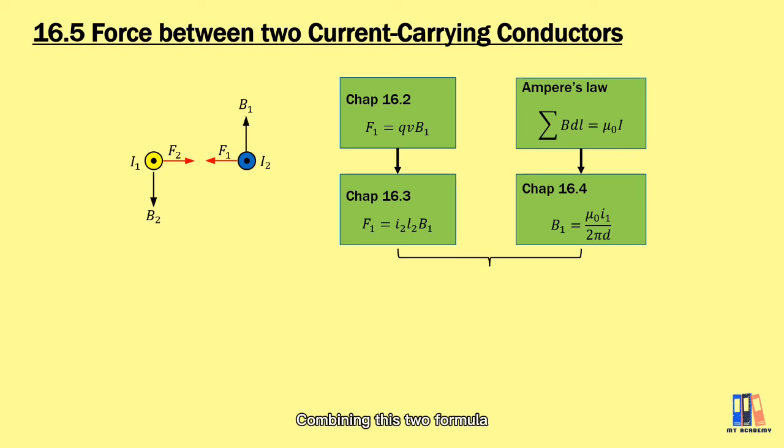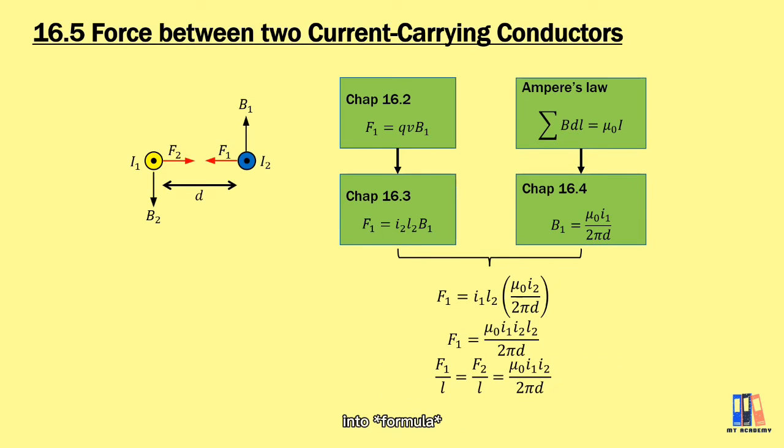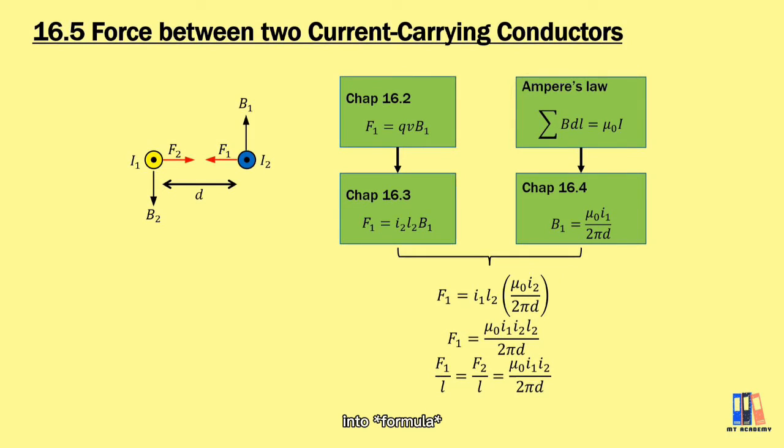So combining these two formulas, we can derive the force between two current carrying conductors. In the end, we will obtain that the force is equal to mu naught I1 I2 multiplied by the length of the wire, divided by 2 pi d. Most of the time, we are interested in the force per unit length, and we can further derive it into mu naught I1 I2 divided by 2 pi d.